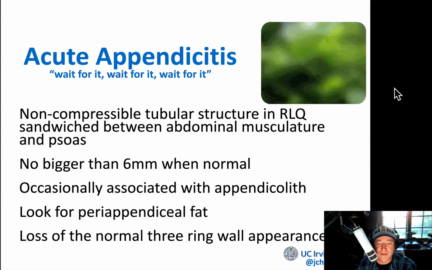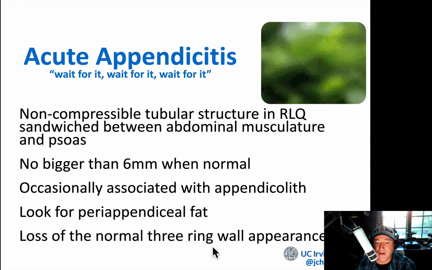And the other thing sometimes you'll see is some periappendiceal fat. So you'll look around that non-compressible tubular structure for some hyperechoic periappendiceal fat. And the other thing is when you really get a rip-roaring appendicitis, you'll lose the three-ring wall appearance of normal bowel.